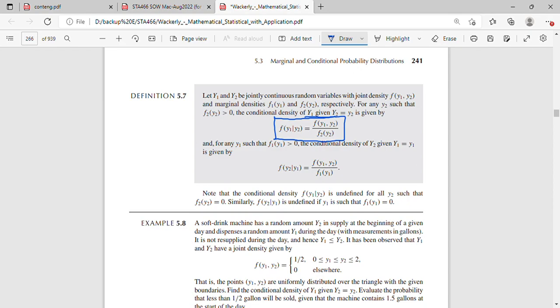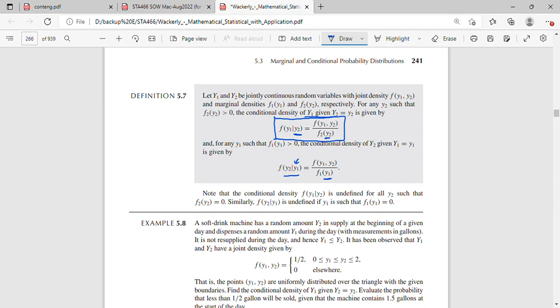So how to find this? Okay, the formula will be the joint PDF of y1 and y2 divide dengan marginal of y2. Ni, yang kat belakang yang given tu. Okay, kalau nak cari conditional density of y2 given y1, it will be the joint function of y1, y2 bahagi dengan marginal of y1, yang given tu bahagi.